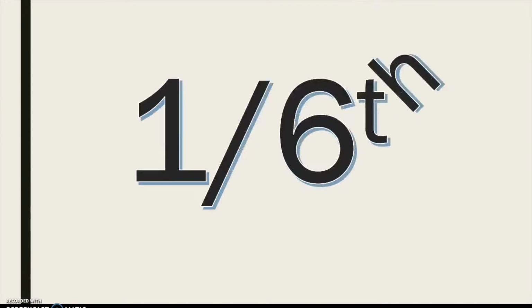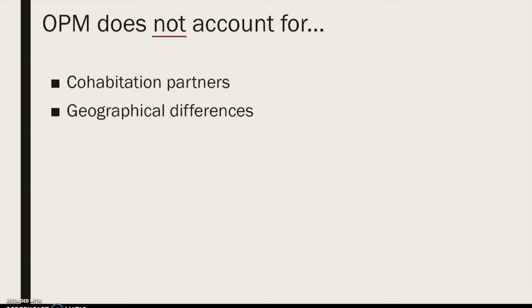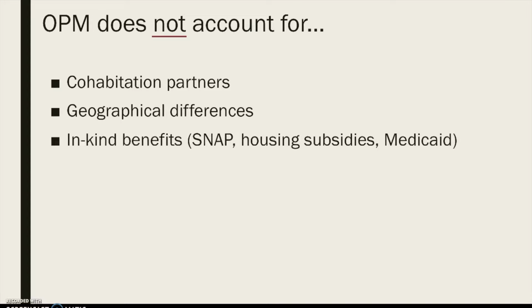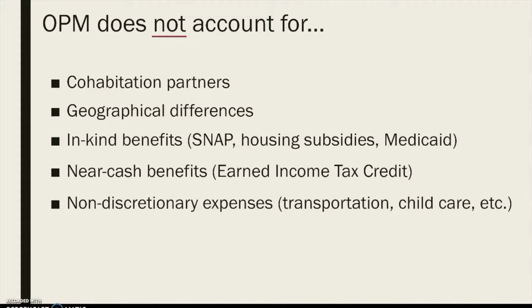For example, the food basket is now about 1/6 of after-tax income. In addition to being outdated, this measure does not account for cohabitating partners in the definition of household, geographical differences in expenses, non-cash in-kind benefits, or near-cash benefits. When these forms of welfare are not accounted for, we cannot see if these interventions are working effectively to help relieve poverty. It also does not take into account non-discretionary expenses.